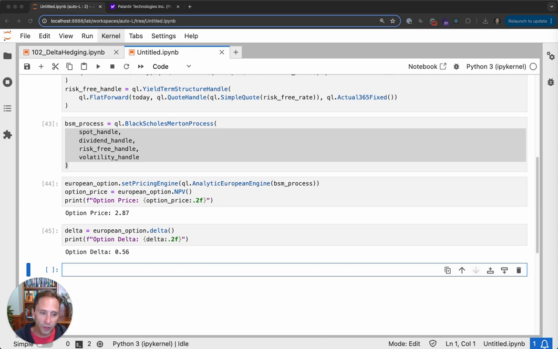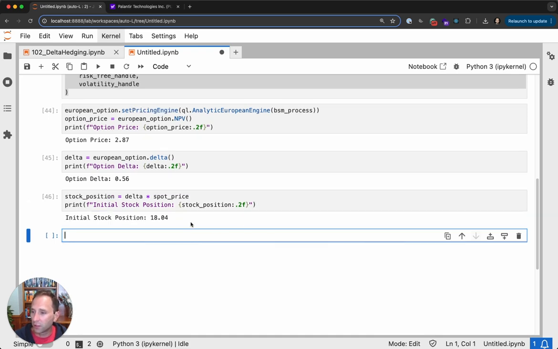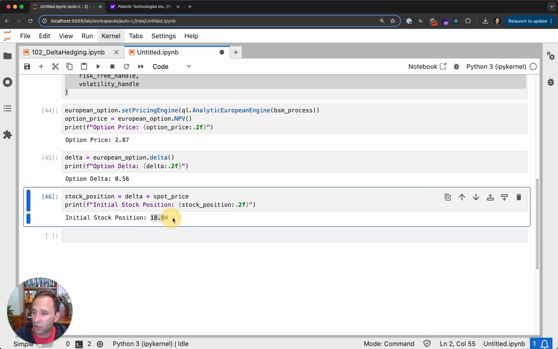Very easily, we just multiply our delta times our spot price. That tells me that our initial option or stock position is 18 shares. So we need to be short 18 shares such that if Palantir goes up $1 and we're short 18 shares, we have lost $18, but we have neutralized our delta position, okay?